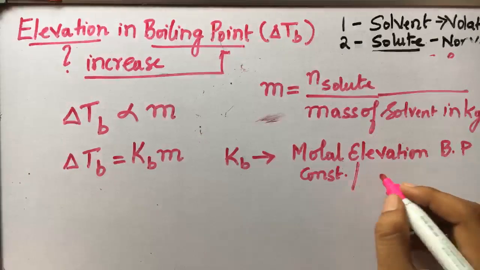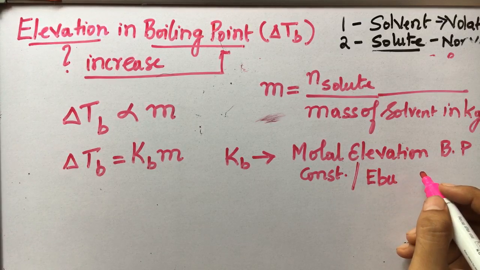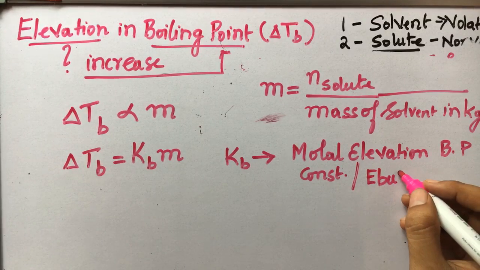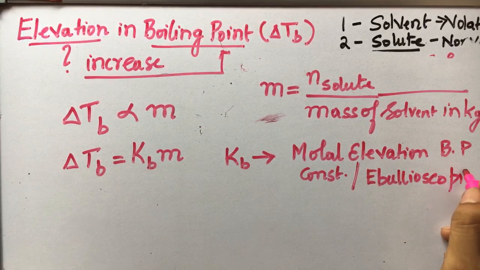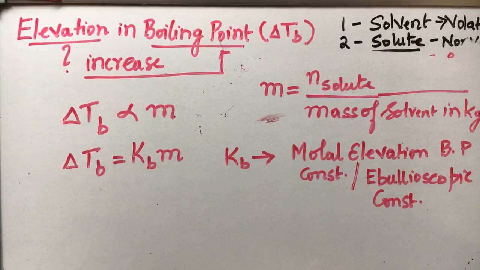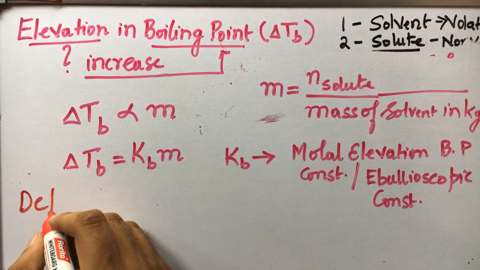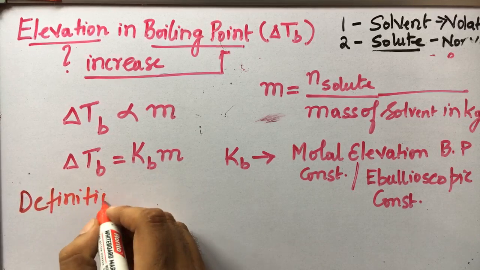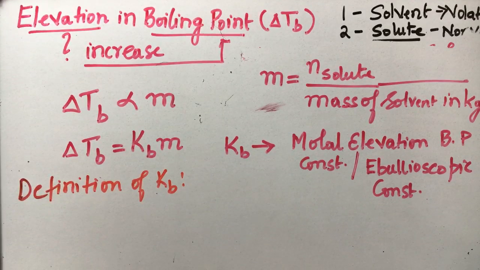or it is also called the ebullioscopic constant. What is the symbol for that? Kb. Now tell me, students, what is the definition for Kb? Definition of Kb. What is Kb? Molal elevation boiling point constant.